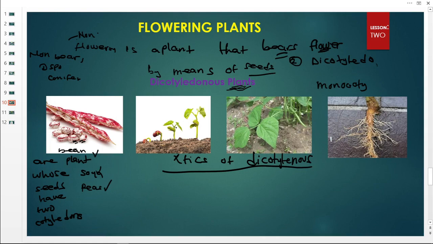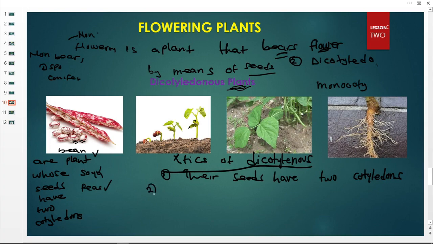So here we are having diagrams that are showing us some of the characteristics of these dicot plants. One, their seeds have two cotyledons. As you can see with these bean seeds, they have two cotyledons. Even when you look at this one, after germinating, we are seeing the cotyledons coming out. So their seeds have two cotyledons.